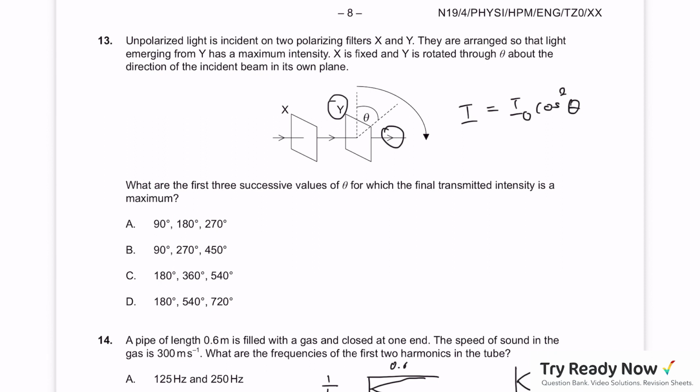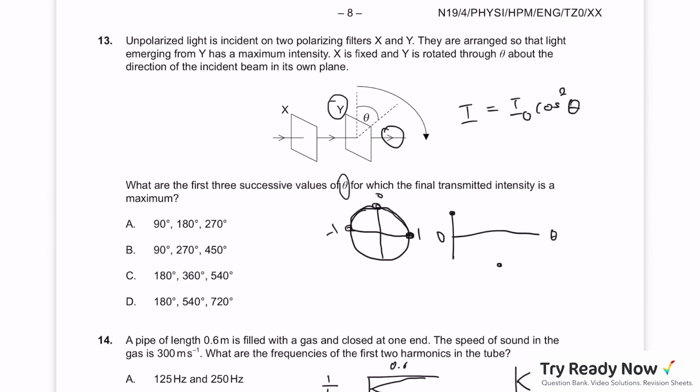And now in the MCQ question, we're asked what are the 3 successive values of theta, or the angle, for which the final transmitted intensity is at a maximum. So what we can imagine is a cosine graph. But what I actually like to draw out is the unit circle. So we know that cosine is the horizontal distance in this circle. So we know it starts off at 1 when theta equals 0. I'm just going to write, so this will be theta here. And it goes to 0 here at 90, goes back to 0 at 180. It goes back to -1 here, 0 here, 1 here.